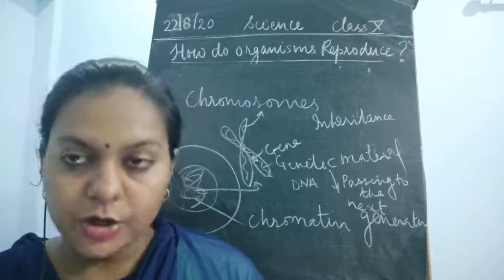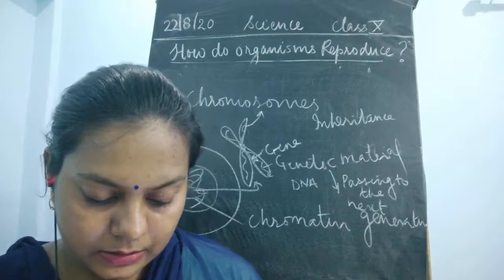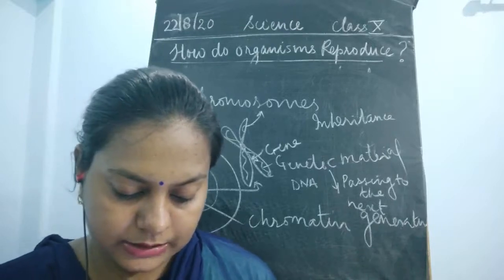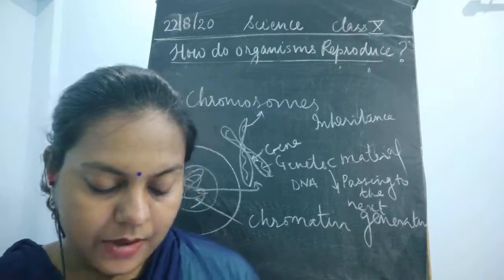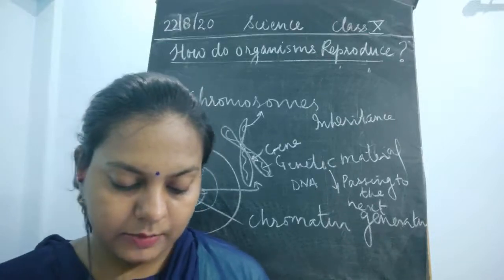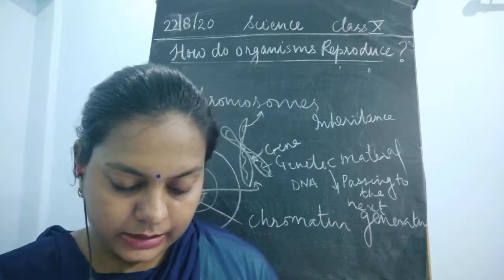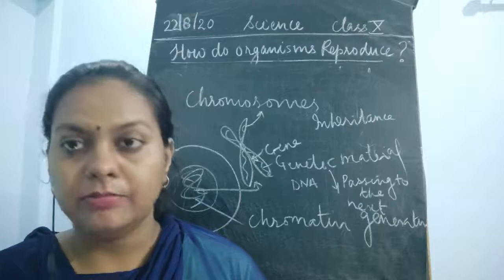It is going to move on to the next generation. So the nucleic acid, in the form of DNA and RNA, passes from the parents to the next generation. So what is the full form of DNA and RNA? DNA means deoxyribonucleic acid. In the DNA, the nucleus of the cell is the information source for making proteins.